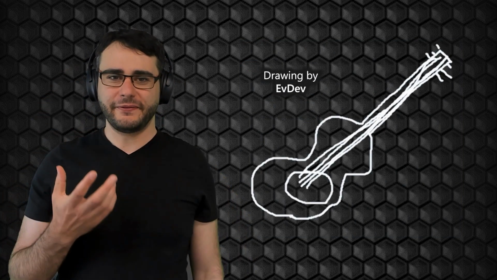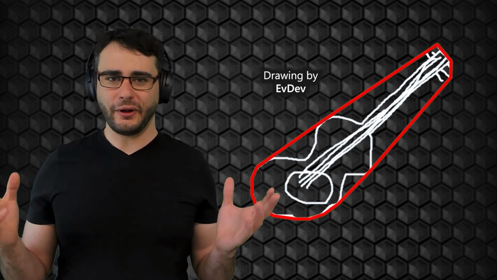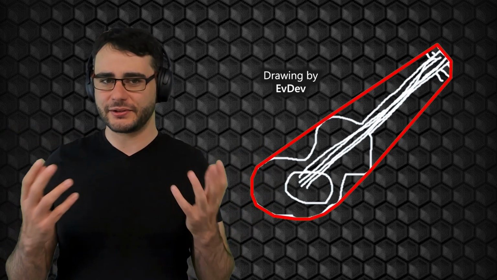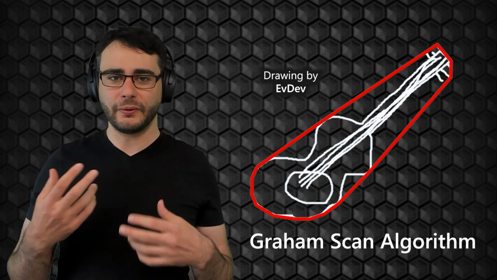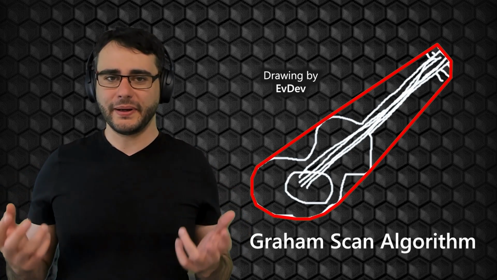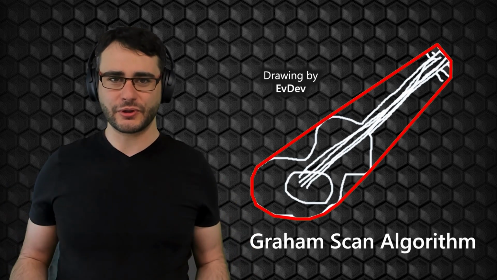He first computes something called a convex hull, the smallest convex polygon that encloses the drawing. He did it using the Graham-Scan algorithm. It's not the only algorithm that can calculate it, but Ilya used it and I think it's a good choice.